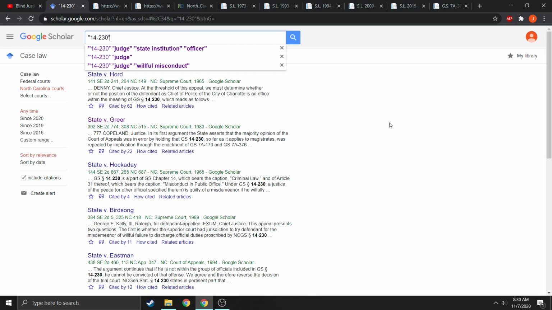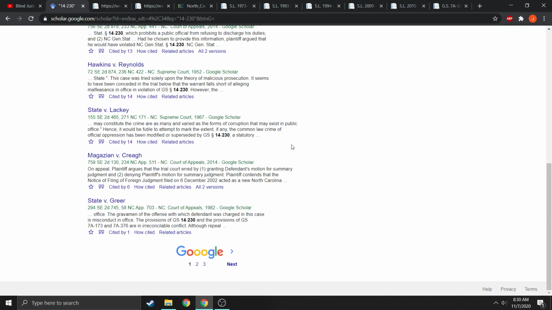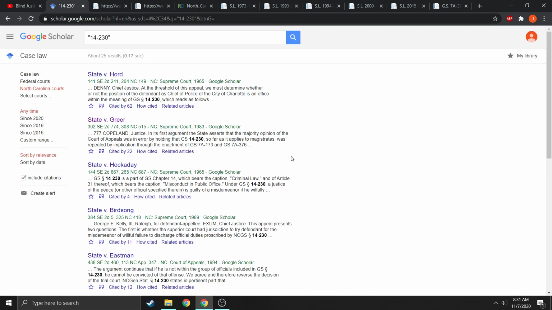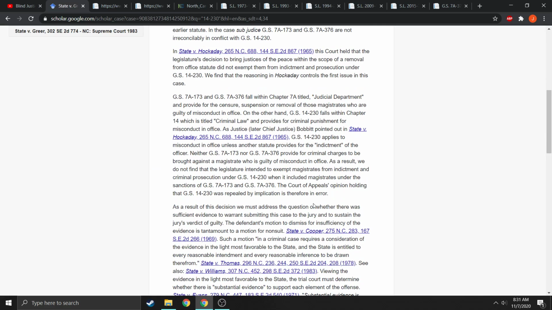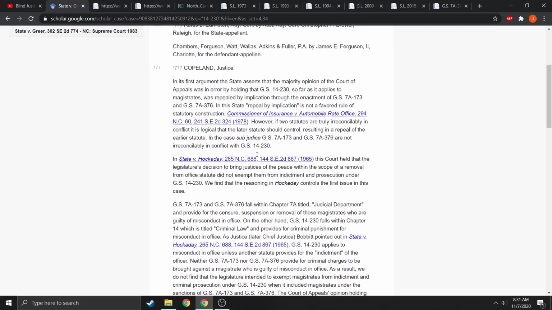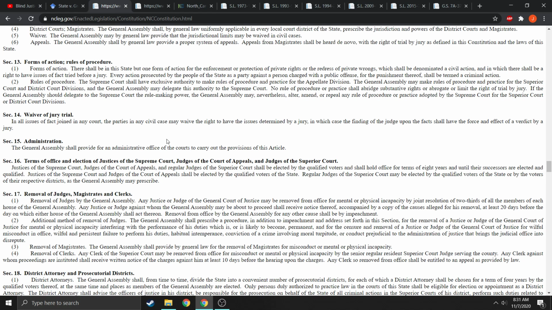So you can see some of the search terms that I've used, and the problem I ran into is I didn't find anything showing that 14-230 applies to judges. Nothing in here showed that it applied to judges. So that started my noggin jogging. But there was this one, State v. Greer, which said that it applies to magistrates. And so, again, noggin jogging.